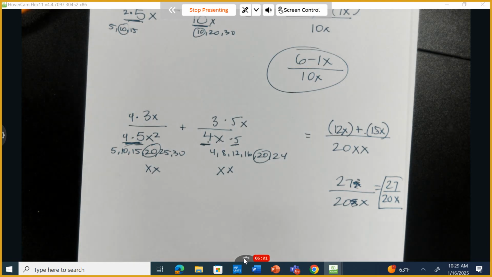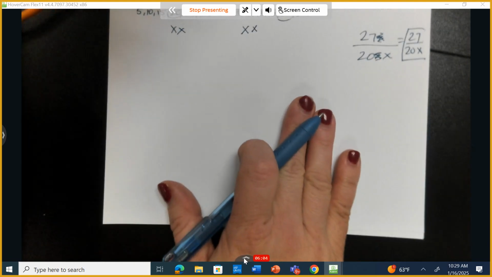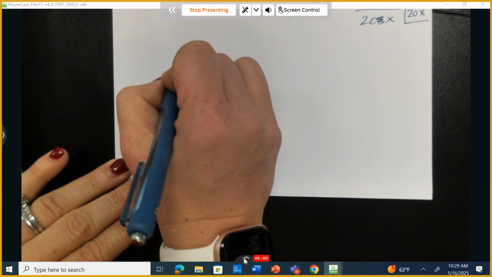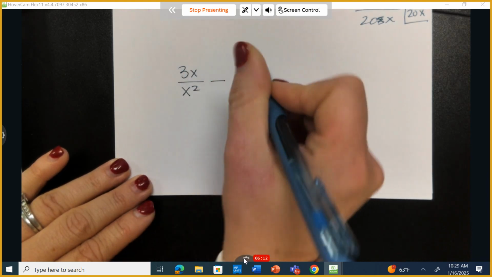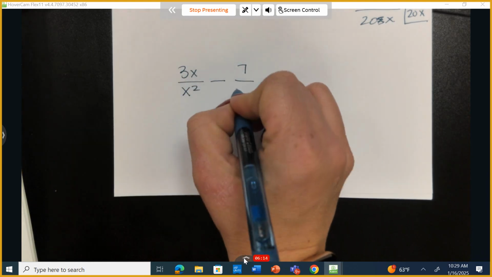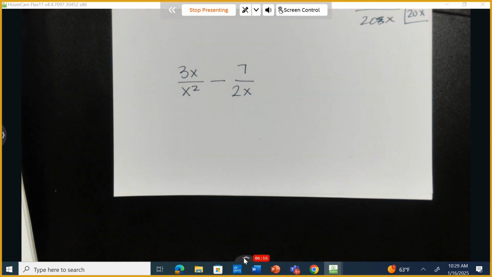Okay, let's look right now at the next one. Definitely going to get a little more challenging with this third example. We're going to go 3x over x squared, subtract 7 over 2x.